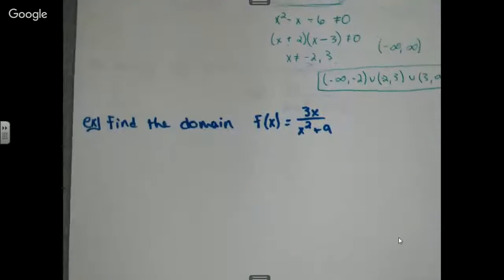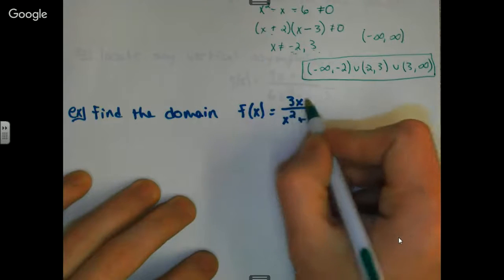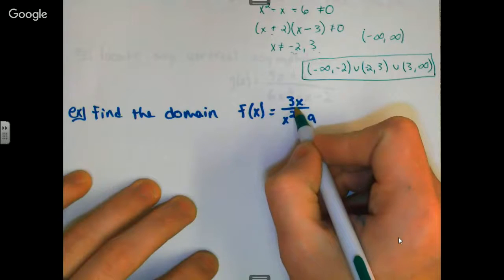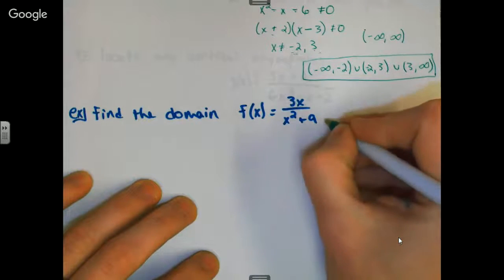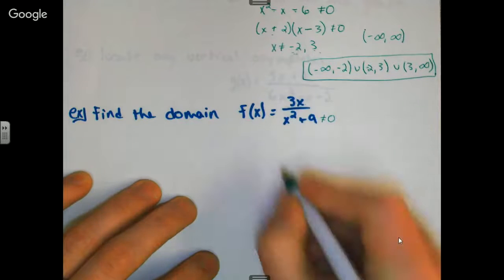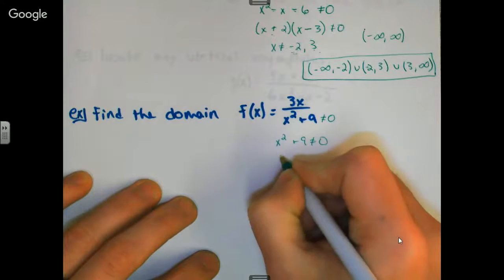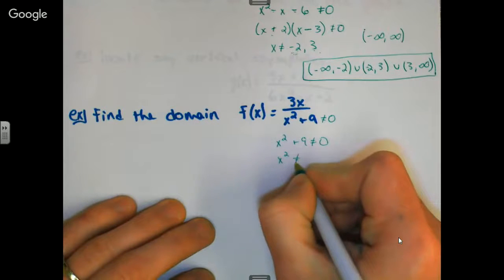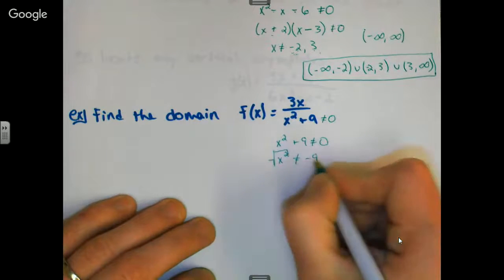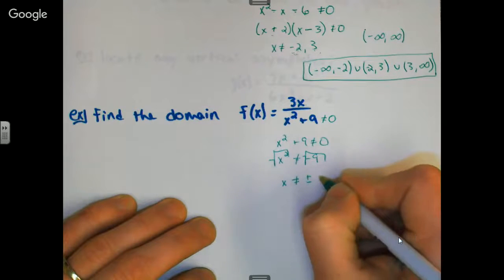And I believe we've done this a little bit before. We're not worried about the top when we find the domain. I'm only worried about the bottom because the top can be anything. So we set the bottom not equal to 0, and we say x squared plus 9 cannot equal 0. If I solve this, x squared cannot equal minus 9, so x cannot equal plus or minus 3i.